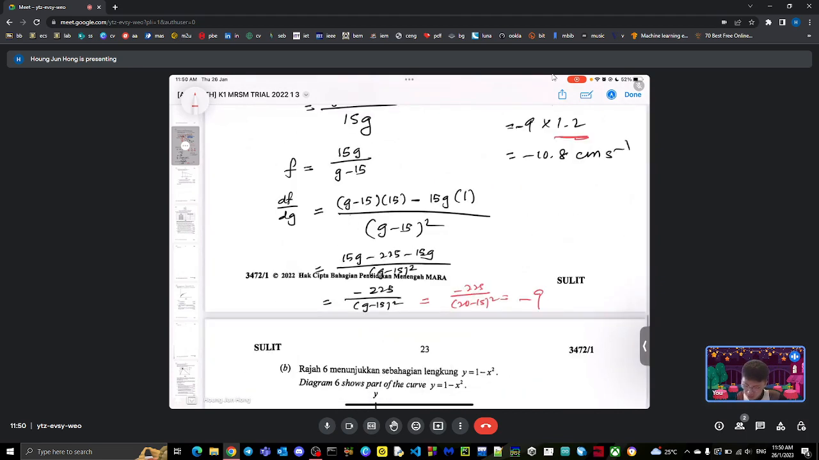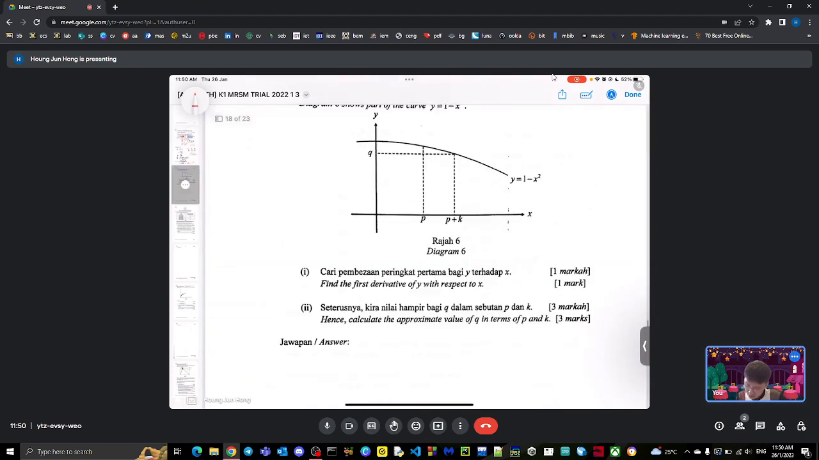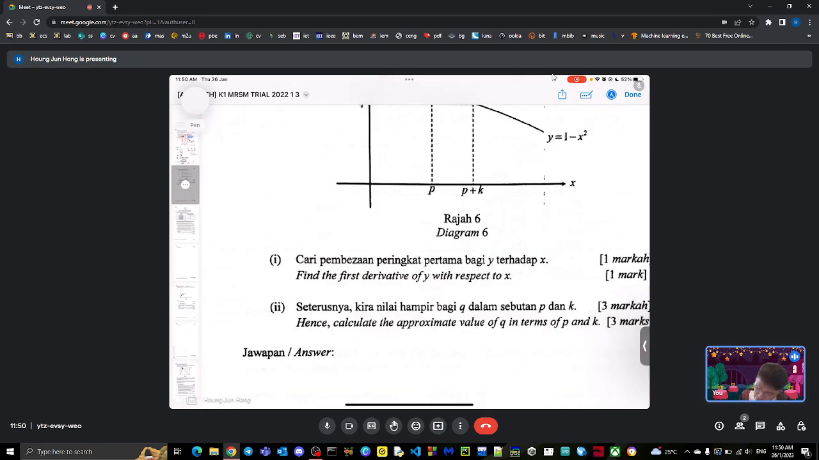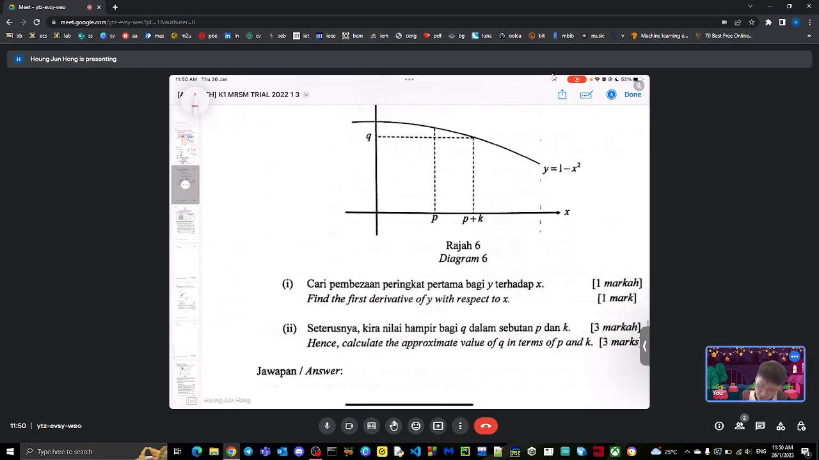Let's look into the next question. Okay, yep. This is a curve. Again, it says something called approximate value. If you see this, if you see derivative, you should know it's something to do with dy dx again. So find the first derivative of y. Y is equal to this. So just dy dx this, right? Don't be confused by the sentence. First derivative basically means dy dx. How about second derivative? Second derivative means d square y dx square.